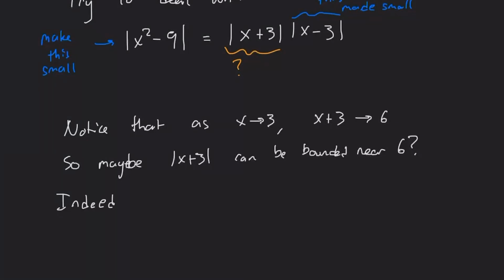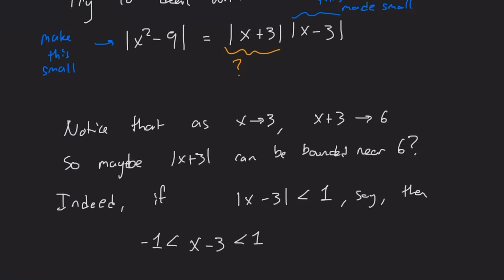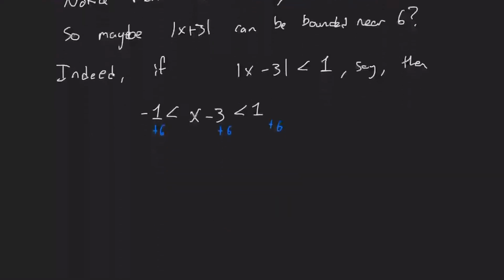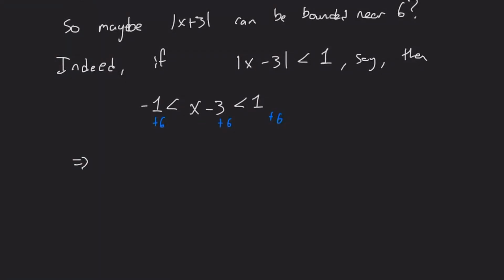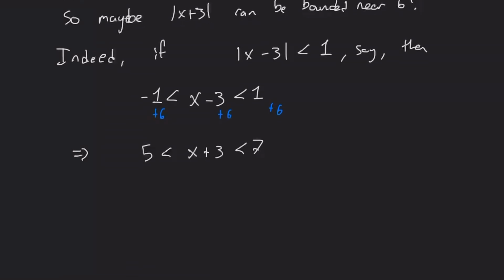Well, indeed, if we demand that the absolute value of x minus 3 be less than 1, say, then x minus 3 has to be less than 1 and greater than negative 1, just getting rid of the absolute values. And the trick is to add 6 everywhere. So that means that x plus 3 is larger than 5 and less than 7. So we found our bound, our upper bound for x plus 3.